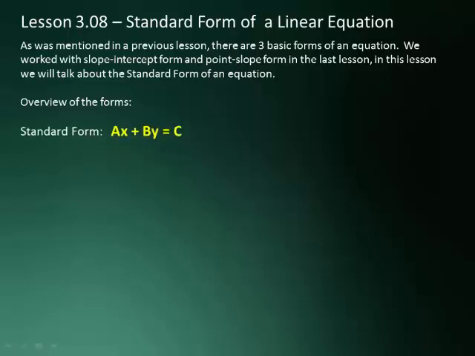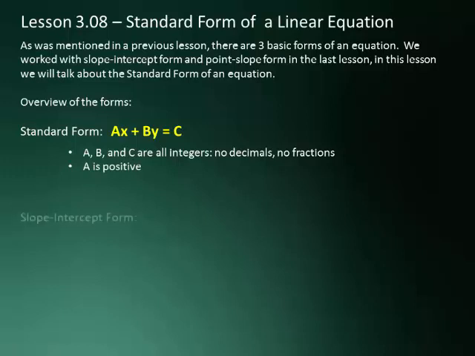We have the standard form, which is of the form ax plus by equals c. Now with the standard form, a, b, and c are all integers. There are no decimals and no fractions in standard form. A must be positive.